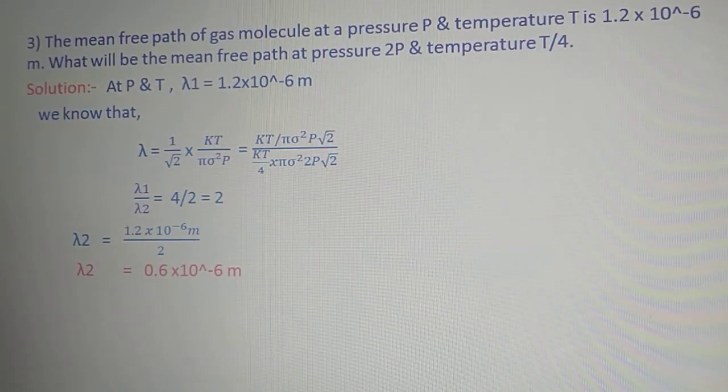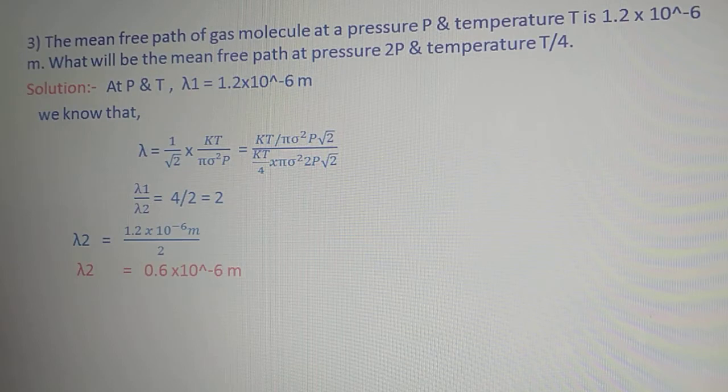The mean free path of the gas molecule at the pressure P and temperature T is 1.2 into 10 to the power minus 6 meter. What will be the mean free path at pressure 2P and temperature T by 4? So this is the problem, right? Let us read the problem once again, and then we'll proceed ahead to calculate.